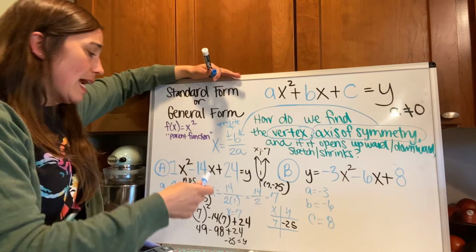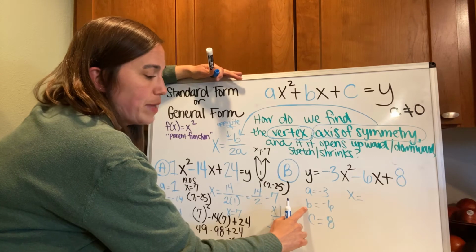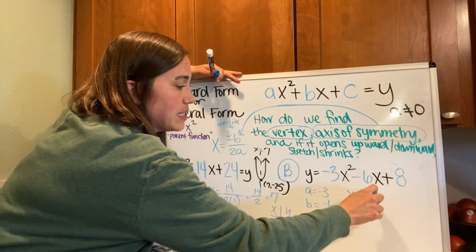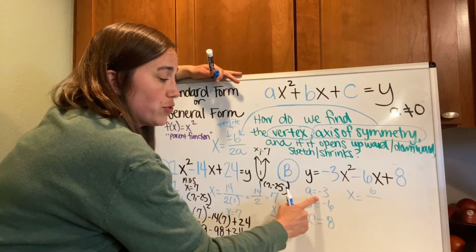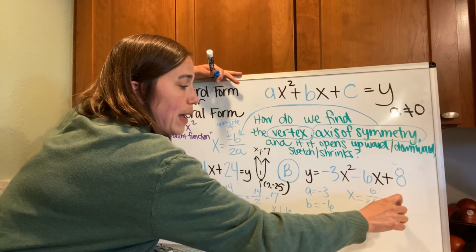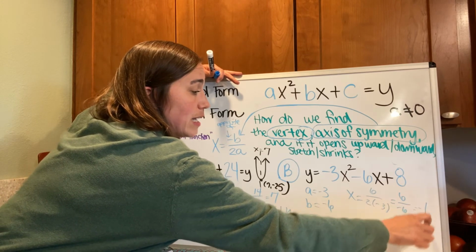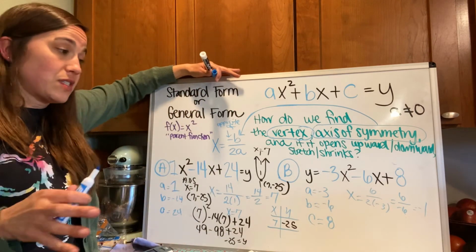Now, if I'm going to do that axis of symmetry, I'm going to say x is equal to, I'm going to do the opposite of b. So the opposite of b is 6. I'm going to do 2 times a. So if I did 2 times negative 3, that means I'm going to get 6 over negative 6, and my x value is negative 1. That's the axis of symmetry.